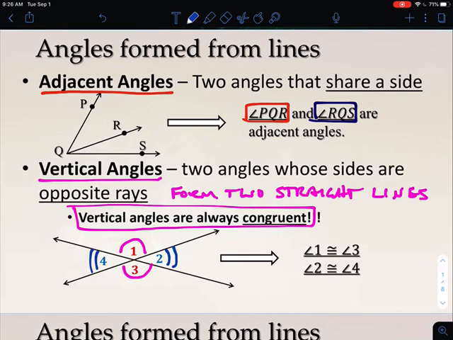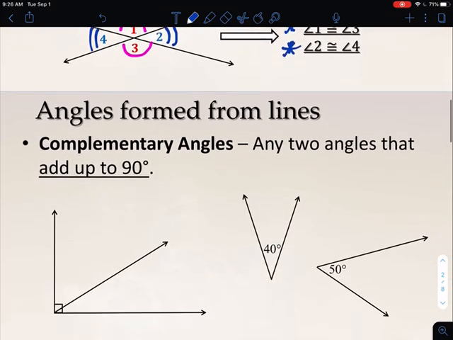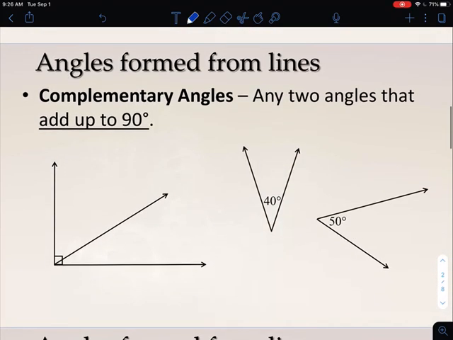So typically, if I want to say two angles are congruent, I have to have the little arc symbols to tell me that that's the case. They will not tell you vertical angles are congruent. You have to understand that when you see vertical angles, they're always going to be the same. So angle 1 and angle 3 are congruent. Angle 2 and angle 4 would be congruent. So vertical angles are going to be very important to be able to identify and know their special property.